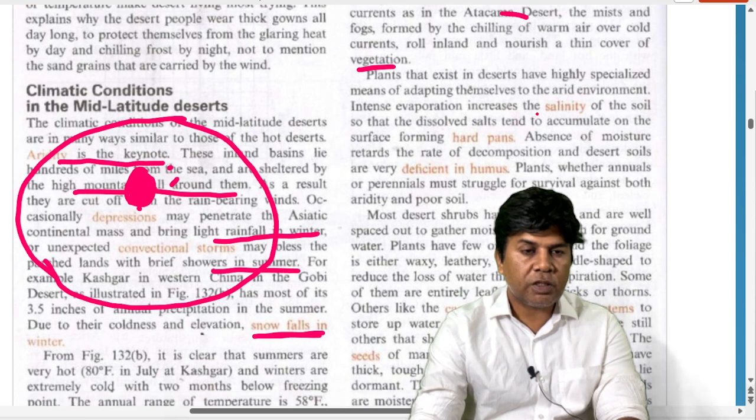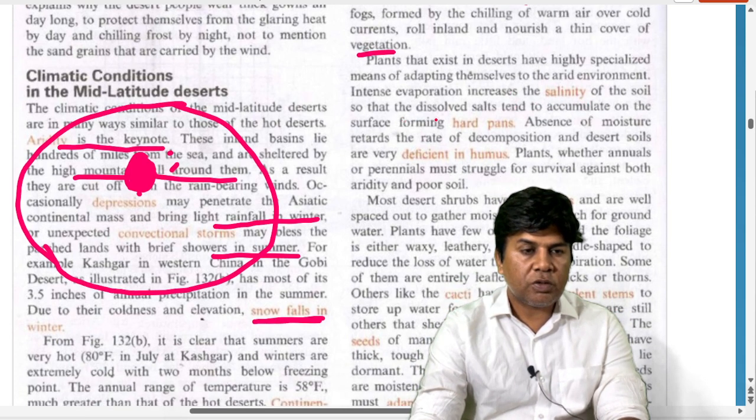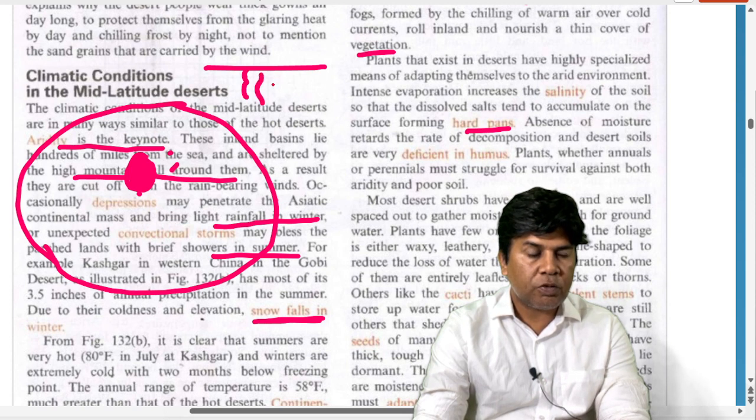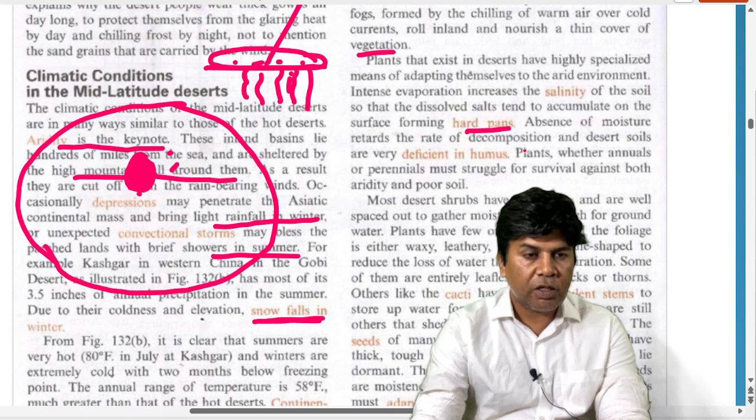Intense evaporation increases the salinity of the soil, so that the dissolved salts tend to accumulate on the surface, forming the hard pan. Whenever rainfall takes place and the soil has a little bit of moisture, then because of intense evaporation, the salt will come up through capillary action, and when this water on the surface gets evaporated, it leaves behind the salt. So that's how hard pans are formed.